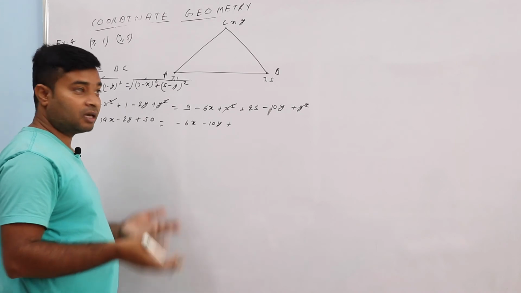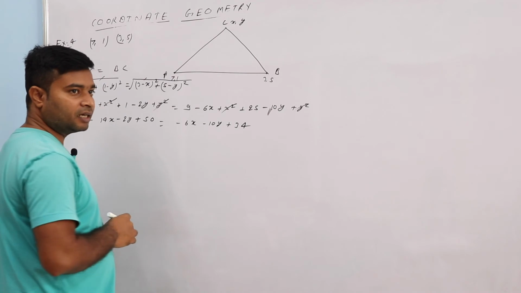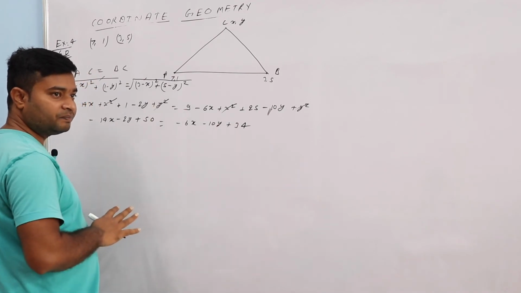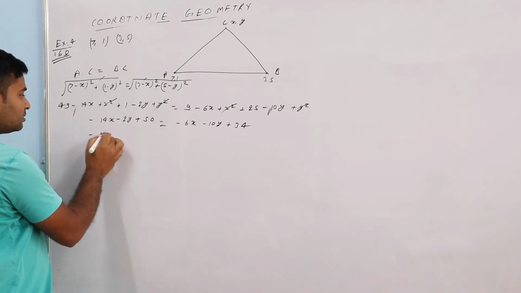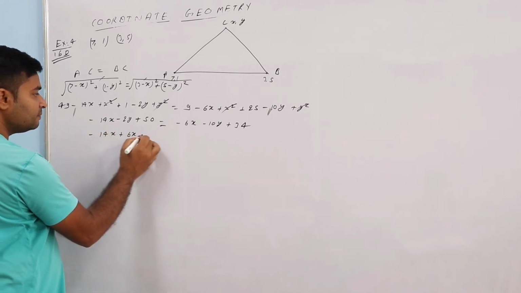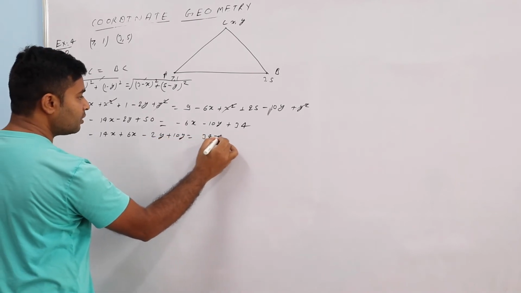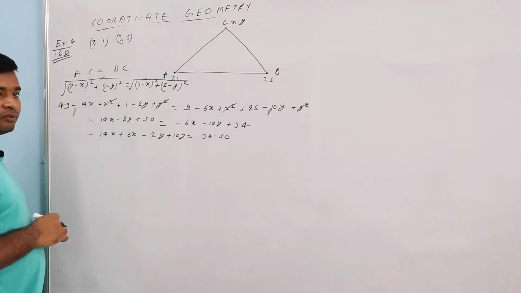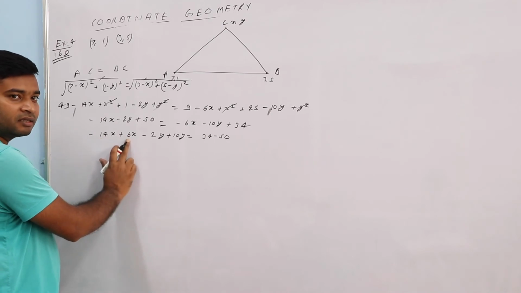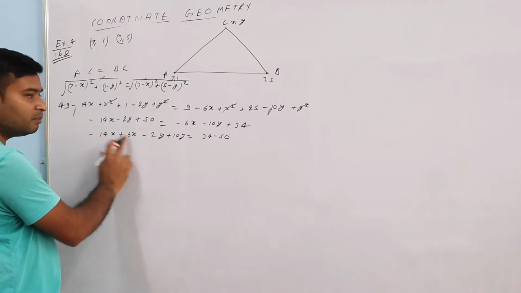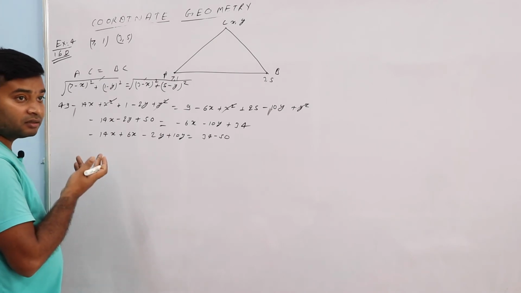Say it before me, not after me. Correct. Now bring all the terms to one side, or at least x and y to one side. So minus 14x plus 6x, minus 2y plus 10y is equal to 34 minus 50. Minus 14 plus 6 how much? 14 minus 6 how much?